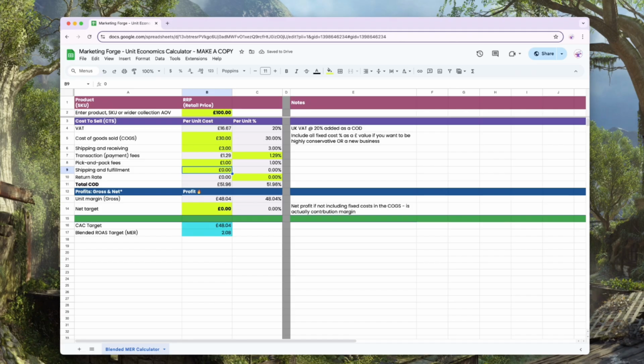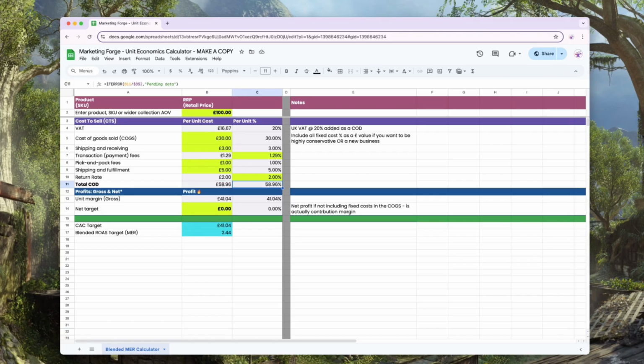Then your actual shipping, let's say you're doing free shipping over £50, and your actual shipping cost here would be £5, and you've got an average return rate of say 2%. On average, total cost of delivery in this instance would be $58.96.